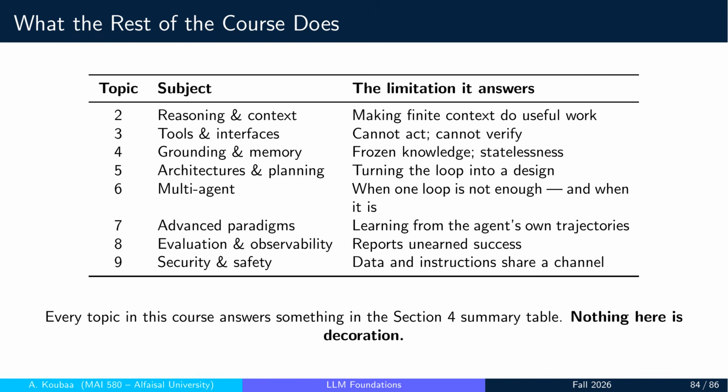Topic 7, advanced paradigms, learning from the agent's own trajectories. Topic 8, evaluation and observability, reports unearned success. Topic 9, security and safety, data and instructions share a channel. Now, the line at the bottom, every topic in this course answers something in the Section 4 summary table. Nothing here is decoration. If you ever wonder why a topic is in the syllabus, come back to this slide.